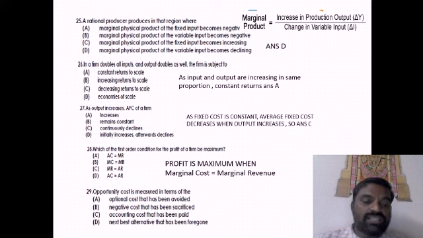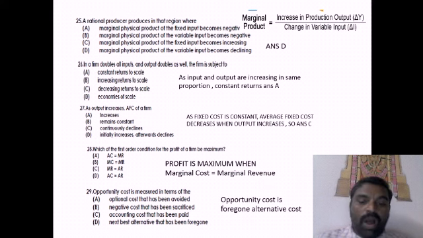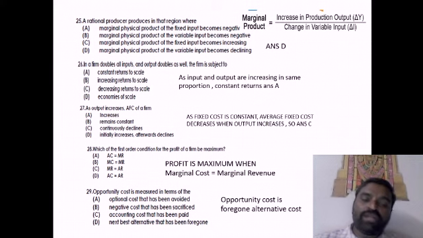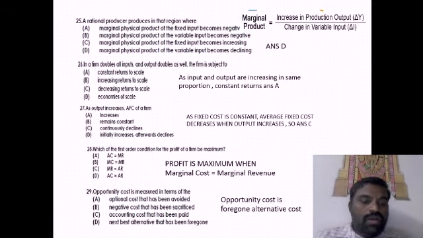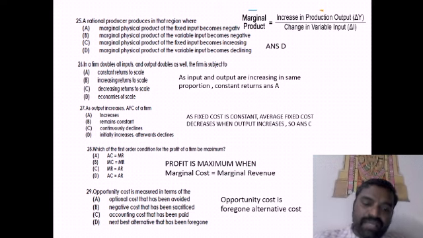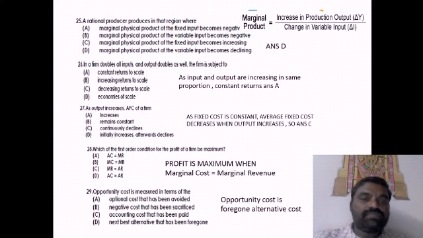Opportunity cost is measured in terms of a foregone alternative. Opportunity cost is nothing but the foregone alternative cost. So for one alternative, whatever you have foregone is called the opportunity cost. So what is the answer? The answer is D. That is the next best alternative that has been foregone.